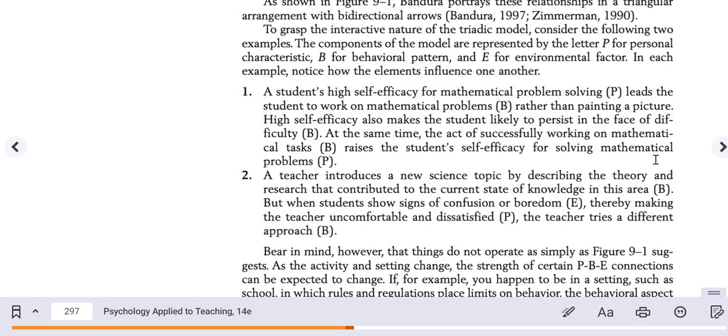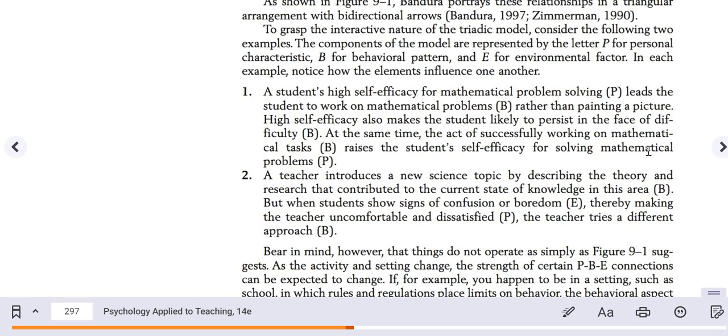High self-efficacy also makes the student likely to persist in the face of difficulty, B. At the same time, the act of successfully working on mathematical tasks, B, raises the student's self-efficacy for solving mathematical problems, P.